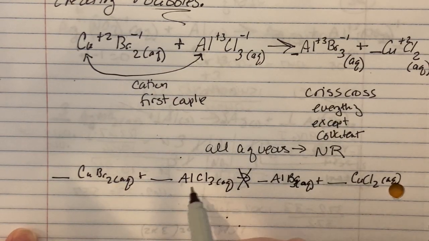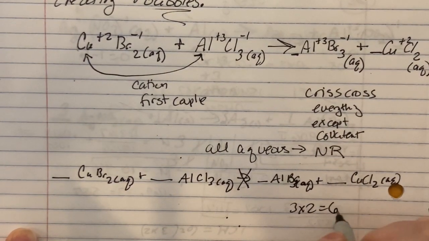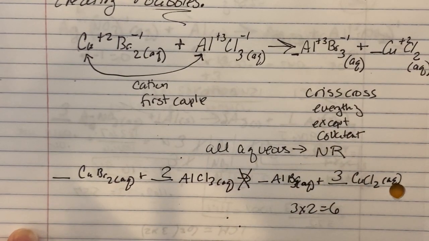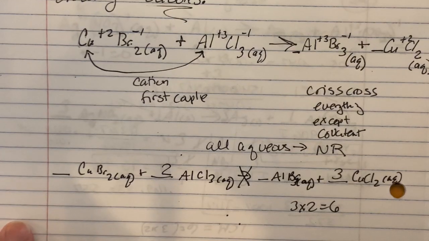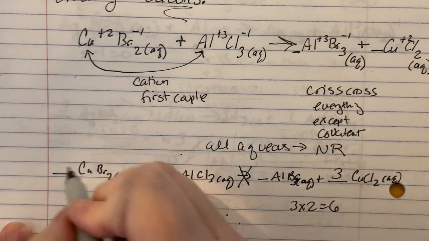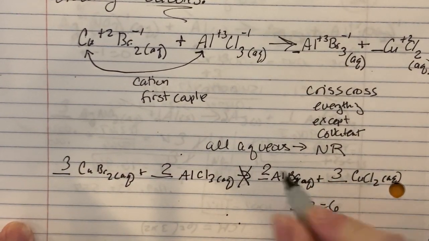Copper, copper, chlorine, chlorine. Oh, chlorine has a 3 too. Please come in multiple. Okay, so 3 times 2 is 6. 2 times 3 is 6. Okay, so, and now bromine. Bromine has a 2. Bromine has a 3. 3 times 2 is 6. 2 times 3 is 6.